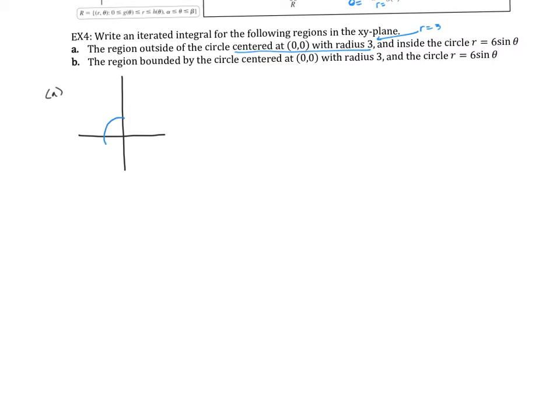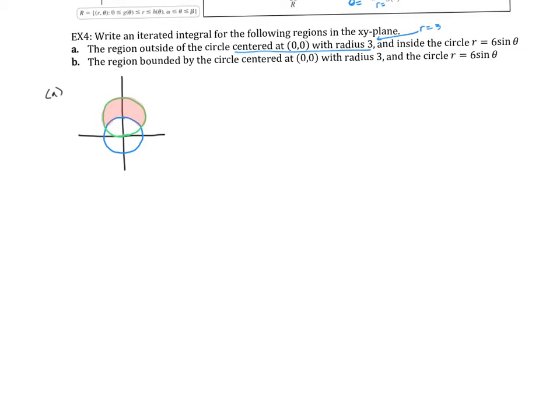Okay, so r is equal to 3, and r is equal to 6 sine theta. That's a circle as well, on the y-axis again. Excuse my drawing. So this region is going to be outside of the blue circle and inside of the green. I'm going to shade this, maybe I'll use red. So this is the region that we're talking about here.